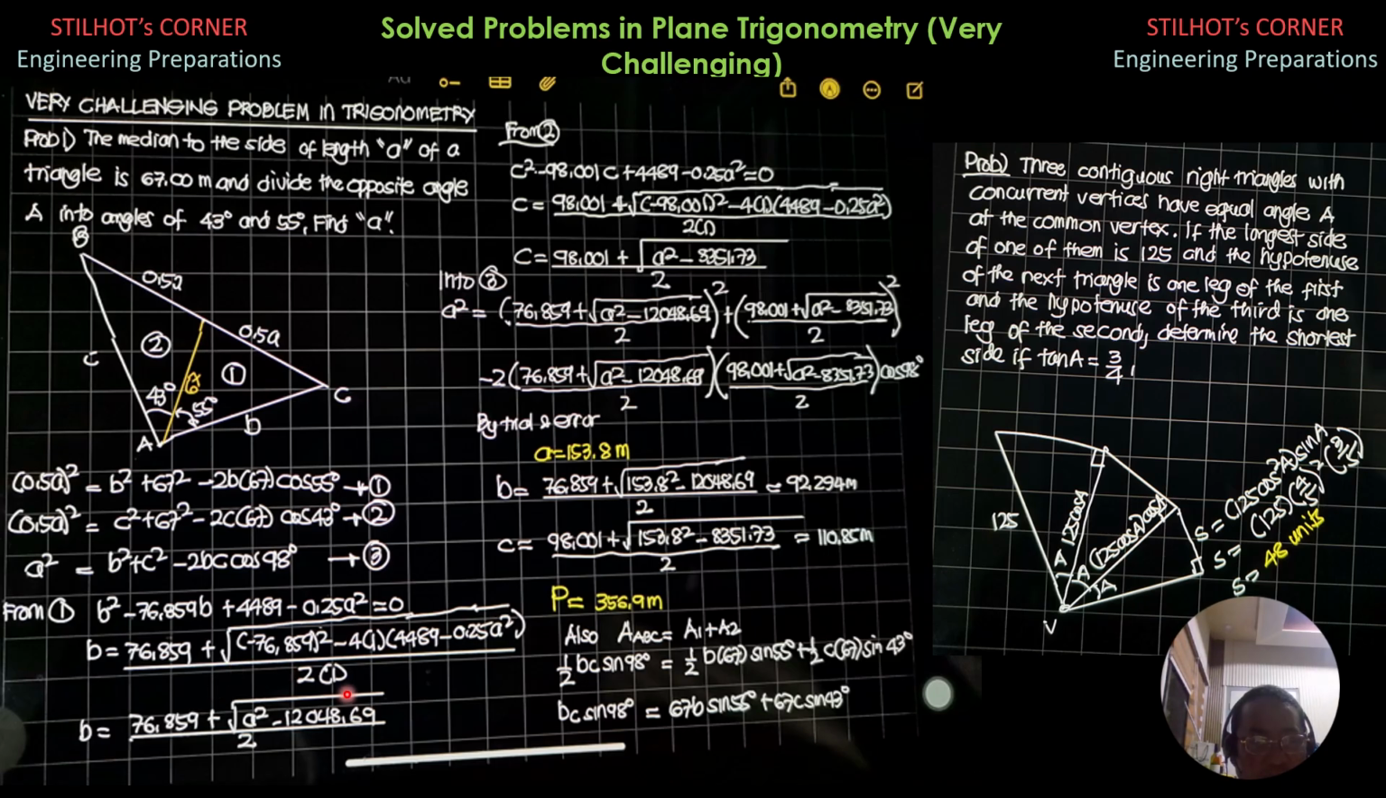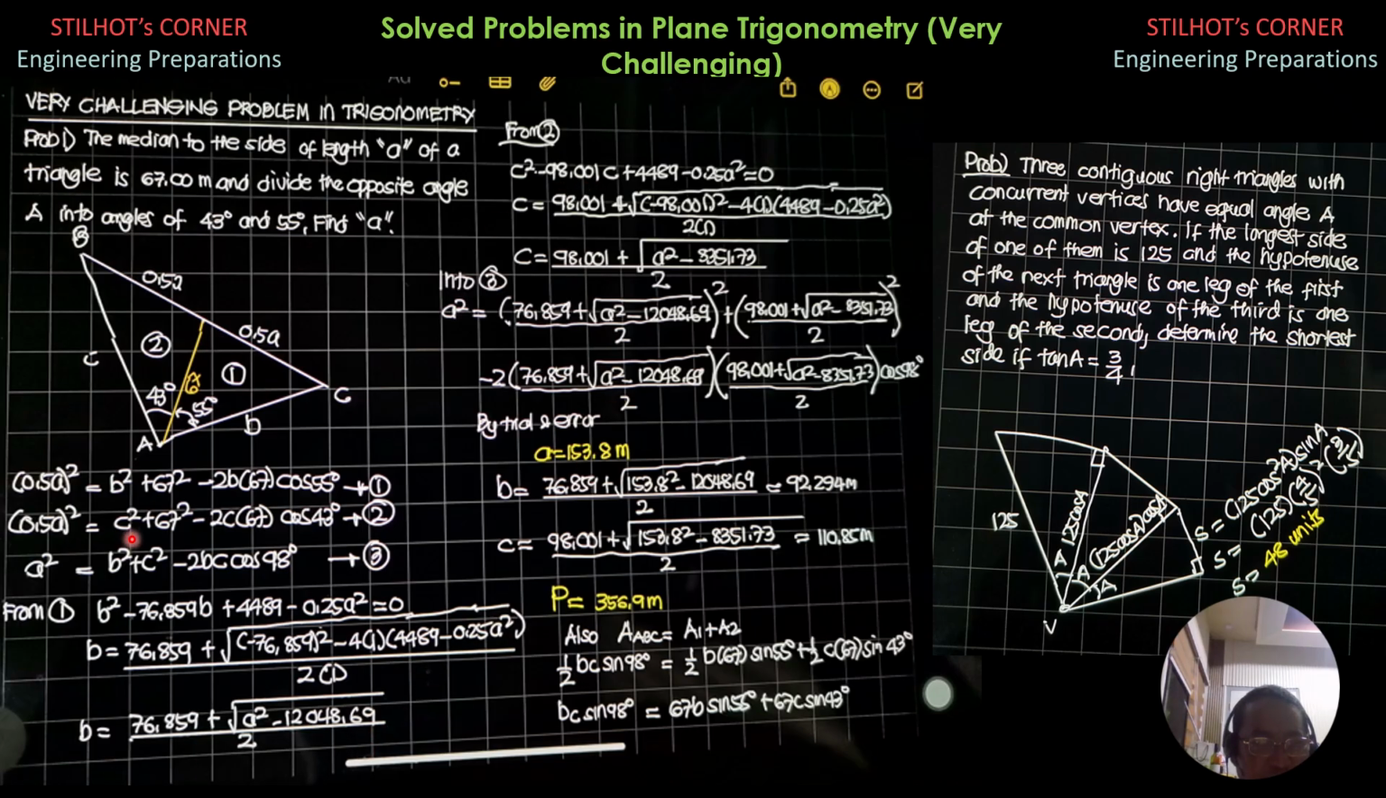So this is b squared minus 4ac, where a is 1, then c is the entire constant here, then over 2 times a, which is 2 times 1. Simplifying the radical, we have 76.859 plus the square root of a squared minus 12048.69, combining 76.859 squared and minus 4 times 4489. So that's the result. Then all over 2.